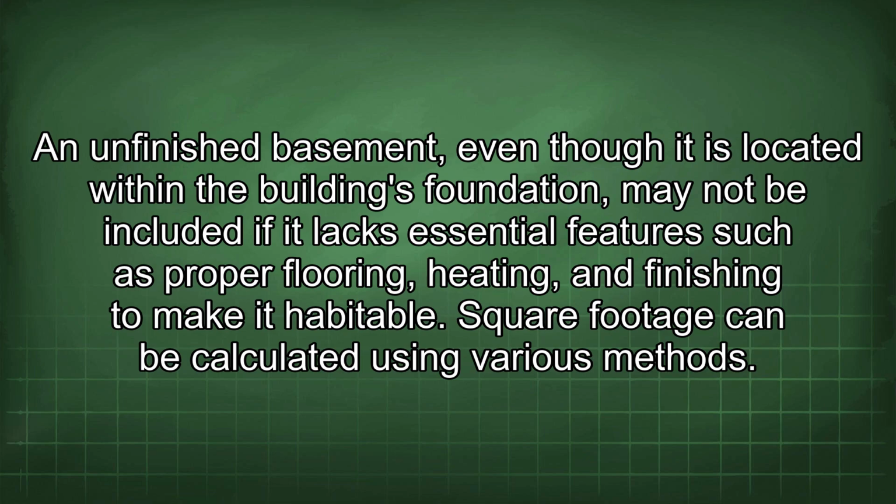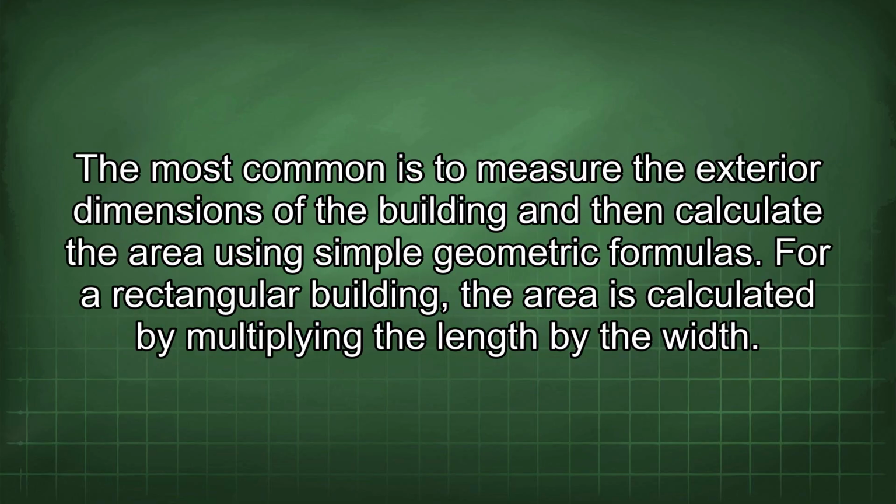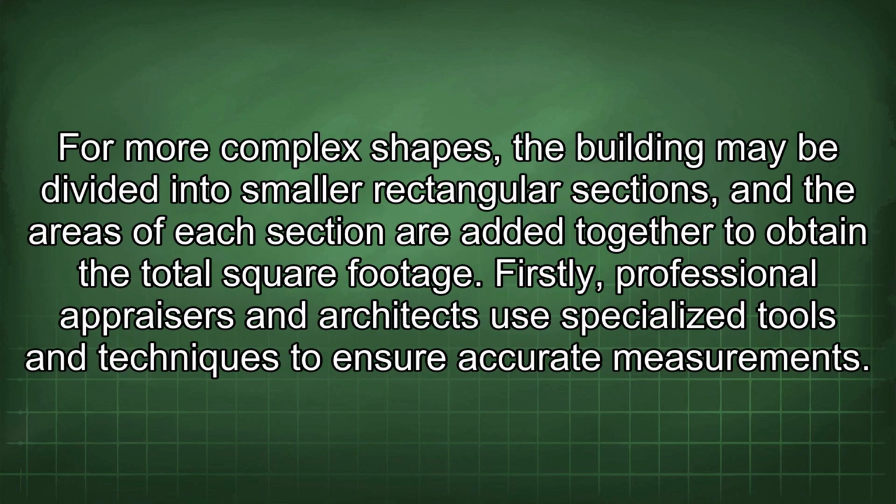Square footage can be calculated using various methods. The most common is to measure the exterior dimensions of the building and then calculate the area using simple geometric formulas. For a rectangular building, the area is calculated by multiplying the length by the width. For more complex shapes, the building may be divided into smaller rectangular sections and the areas of each section are added together to obtain the total square footage.